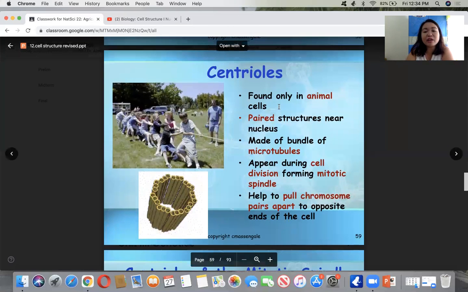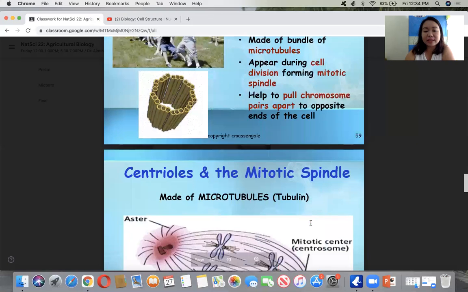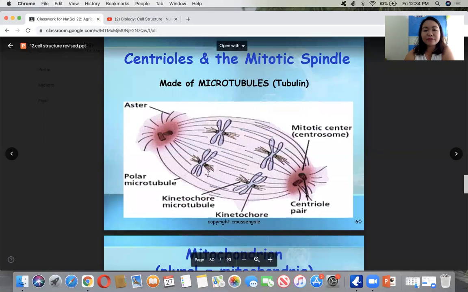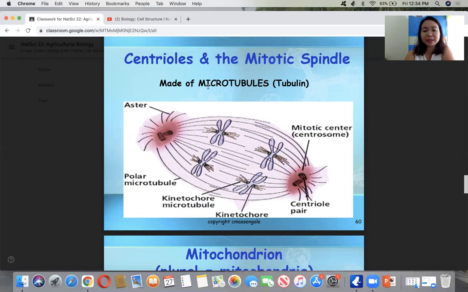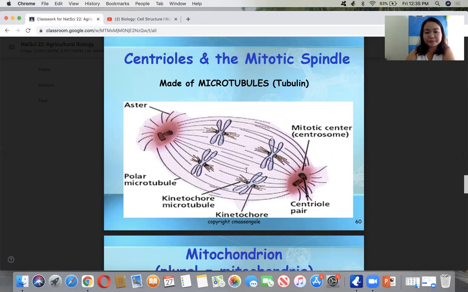The centrioles are also found only in animal cells. So this is another difference between plant cells and animal cells. They are a paired structure near the nucleus, made up of bundles of microtubules. They appear during cell division, forming the mitotic spindle and helping to pull chromosome pairs apart to opposite ends of the cell. So this is a figure showing centrioles and the mitotic spindle made of microtubules or tubulin. So this is during mitotic division.